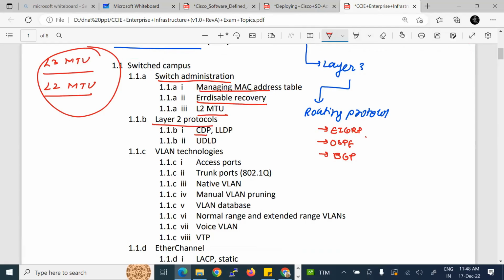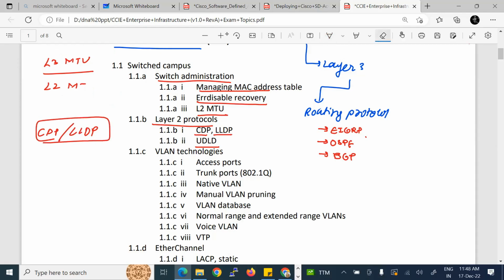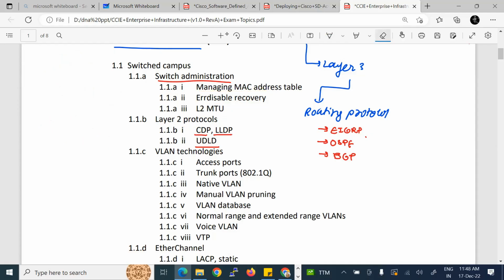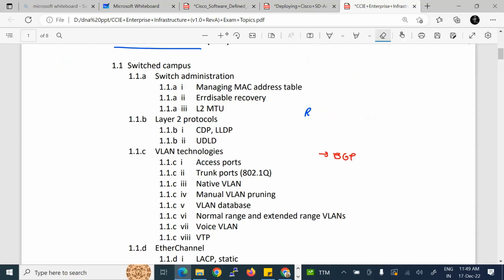Layer 2 protocols: CDP, LLDP, UDLD. You know the difference between CDP and LLDP? Yes, CDP is Cisco proprietary. LLDP is an open standard protocol. Very good. Basically, these 2 protocols were designed to discover the connected devices.